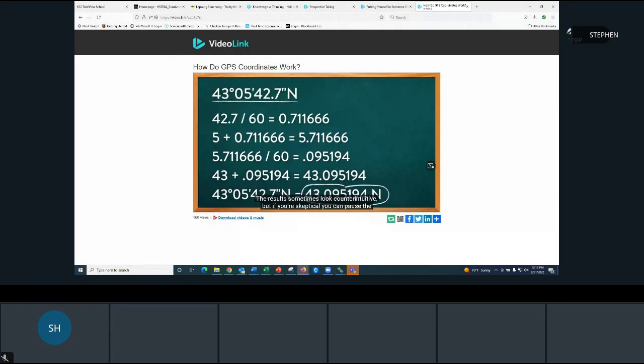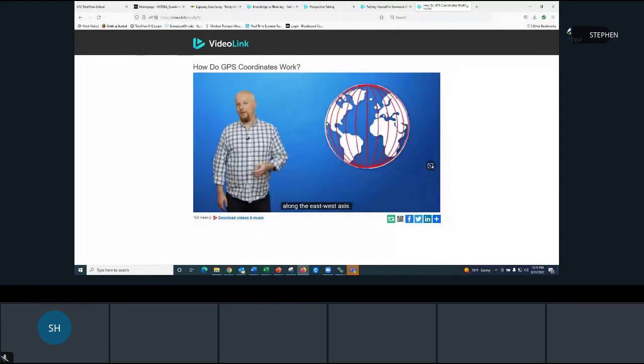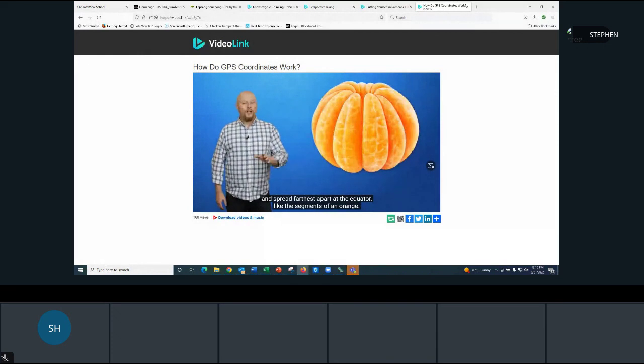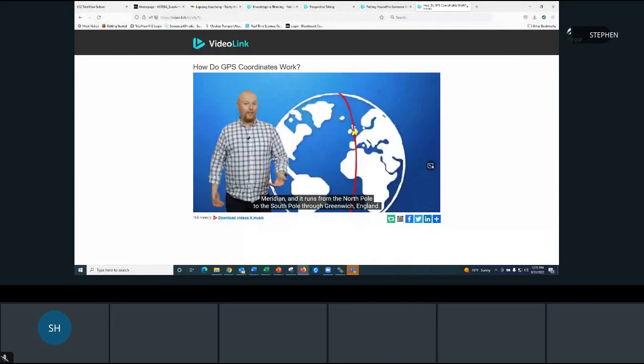The results sometimes look counterintuitive, but if you're skeptical, you can pause the video and check out the math. Lines of longitude, also called meridians, run north-south and are used to measure position along the east-west axis. While the lines of latitude run parallel to each other, meridians converge at the poles and spread farthest apart at the equator, like the segments of an orange. Longitude is also measured in degrees, but its 0-degree line is known as the prime meridian, and it runs from the North Pole to the South Pole through Greenwich, England.